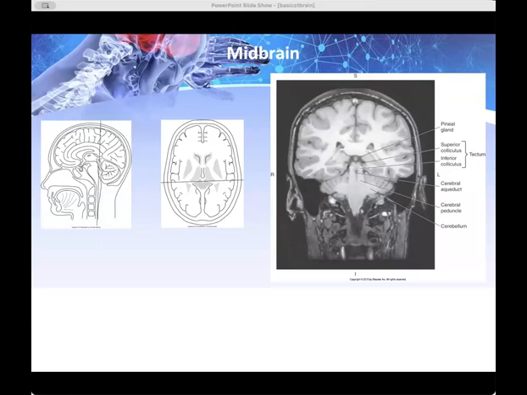Here we have a coronal T1 weighted MRI of the midbrain. The midbrain, or the mesencephalon, which is located above the pons at the junction of the middle and posterior cranial fossa, is the smallest portion of the brainstem. The midbrain is primarily composed of massive bundles of nerve fiber tracts. The midbrain surrounds the cerebral aqueduct, which contains CSF and connects the third and fourth ventricles.